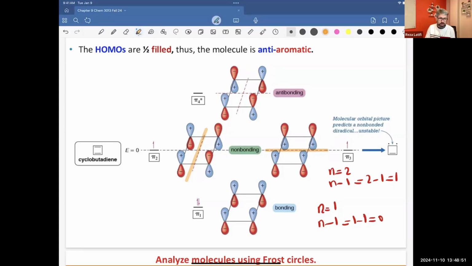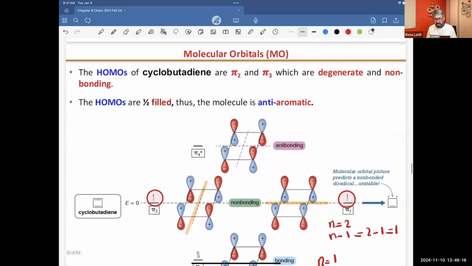Now I have 4 electrons. Out of 4 electrons, 2 of them I put inside pi 1, and I'm left with 2 more. Where can I put those 2 electrons? One I put here, and the second electron is there. So now I have 2 pi orbitals that are singly occupied. So now I have some orbitals that are not fully occupied, and because they are not fully occupied, they will be looking for electrons. And this is the reason that cyclobutadiene is not stable.